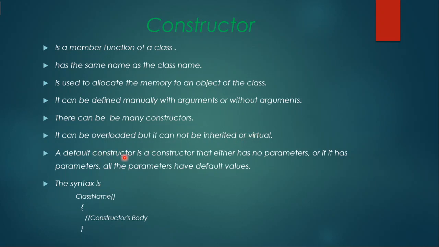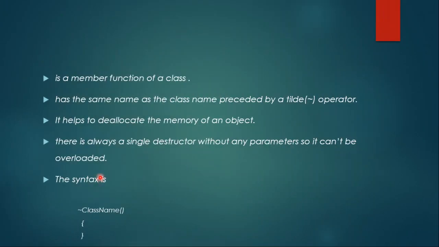A default constructor is a constructor that either has no parameters, or if it has parameters, all the parameters have default values. The syntax is the class name, then open braces, and then you give the constructor body. This constructor may have some initialization of the variables being used in the class, and then you close the class definition. Now, the destructor is also a member function of the class.